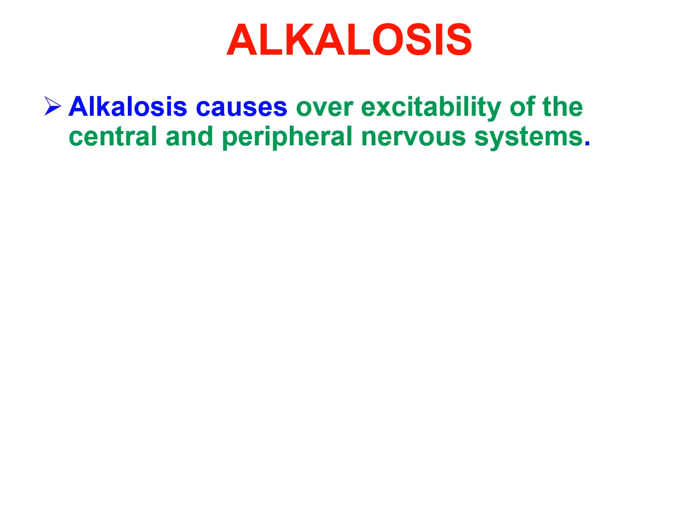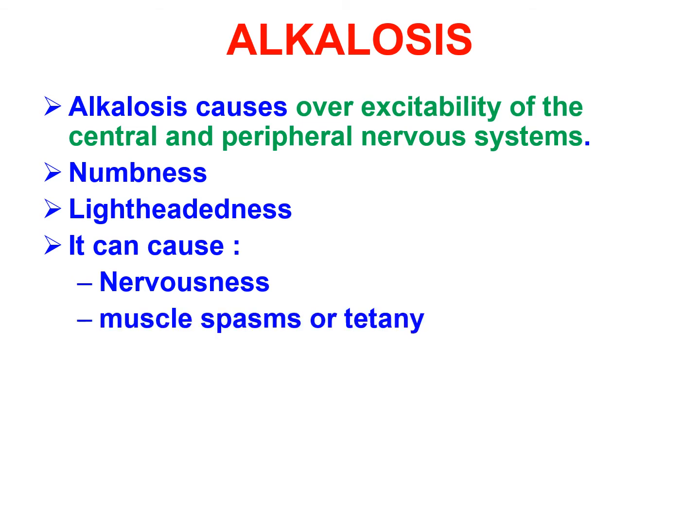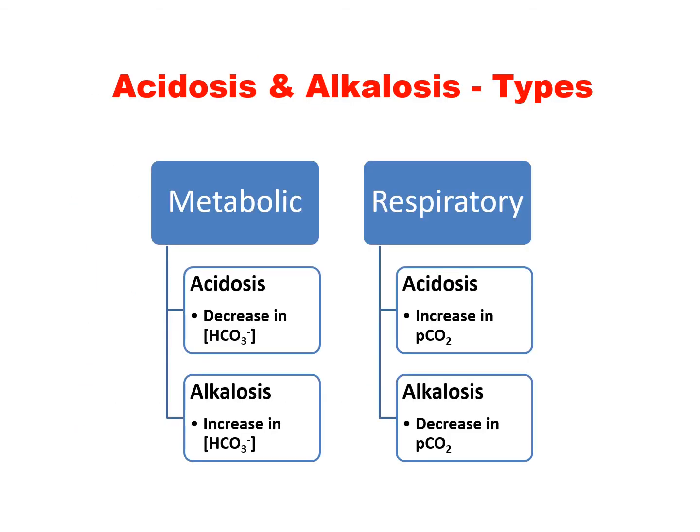Whereas alkalosis is an increase or rise in pH of the serum. Alkalosis causes overexcitability of the central and peripheral nervous systems. It causes numbness and lightheadedness. It can also cause nervousness, muscle spasms or tetany, convulsions, loss of consciousness, and eventually death. Let's now discuss the types of acidosis and alkalosis.